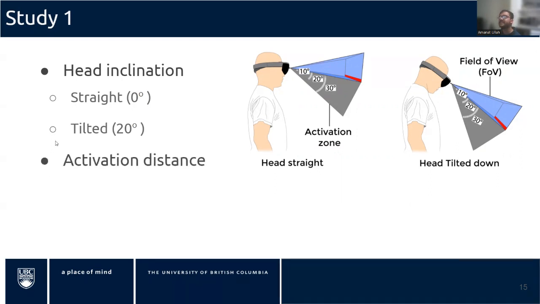Now, the next independent variable for this study is the activation distance. And these had 3 values. This is the major independent variable where the authors wanted to see the difference in the answers. So the 10-degree angular distance, the 20-degree angular distance, and the 30-degree angular distance.